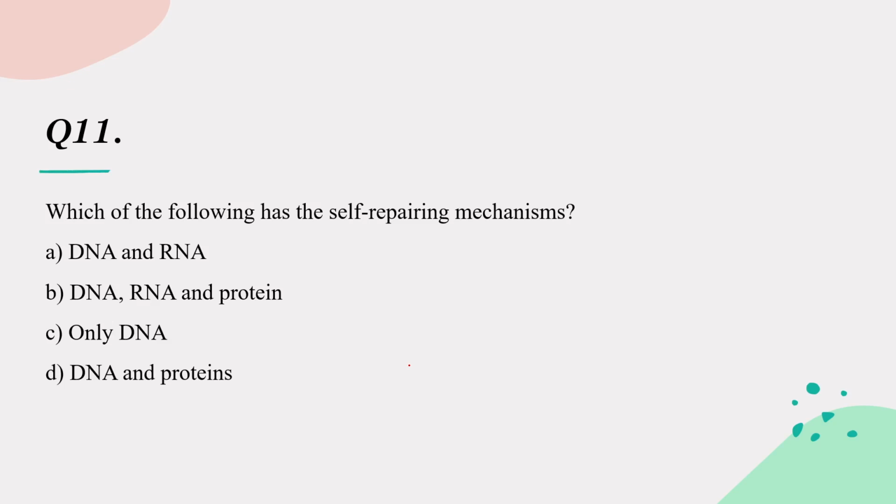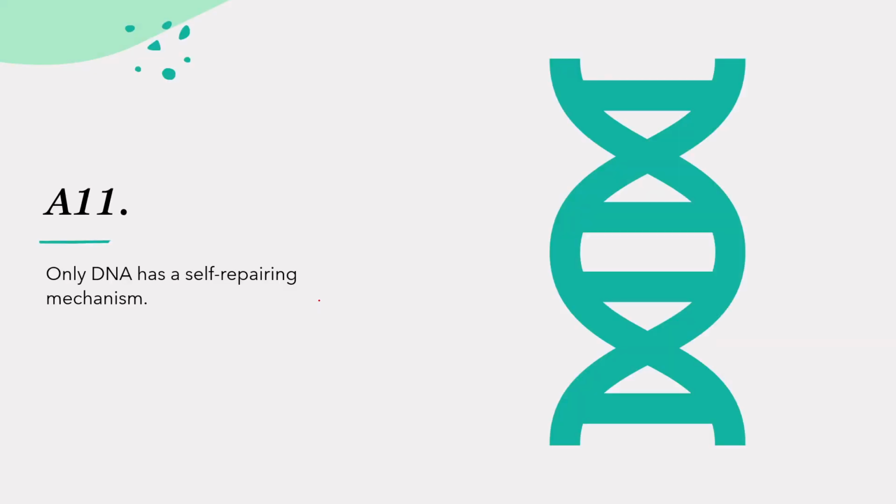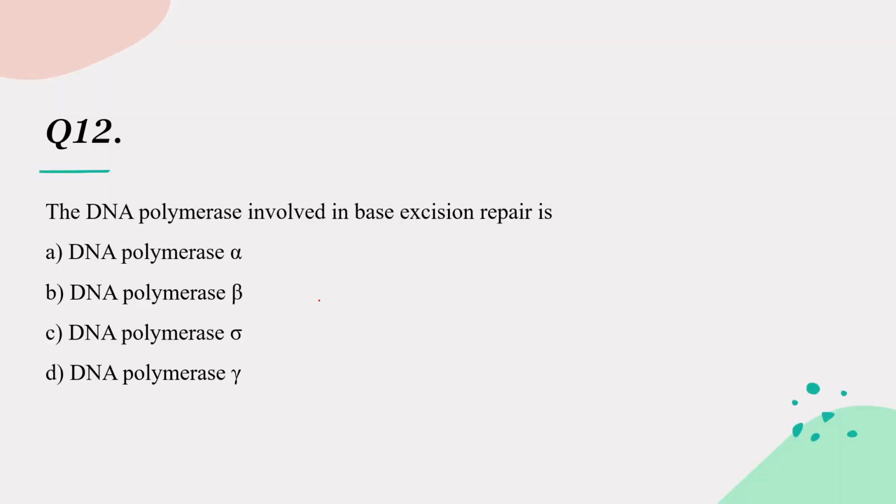Okay, so the answer is only DNA. Only DNA has a self-repairing mechanism because only certain DNA polymerases act in that way, and DNA has this proofreading mechanism for itself only, not any RNA or protein. They can't repair themselves. If a protein is damaged or RNA is damaged, it will stay damaged. Only DNA has DNA polymerases that act in that way, with the proofreading mechanism for doing these things. Okay, let's move to our next question.